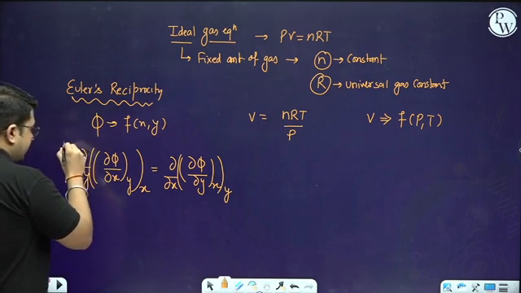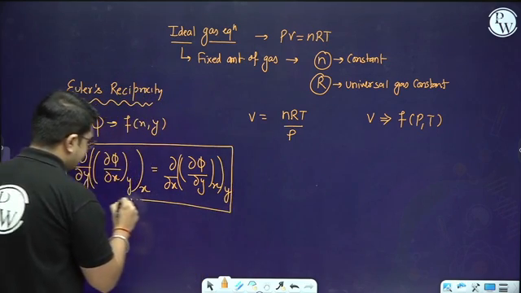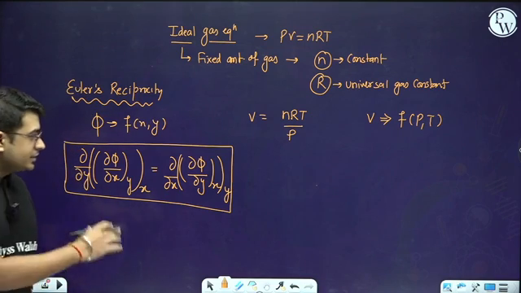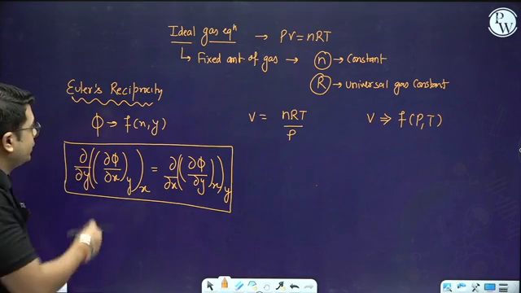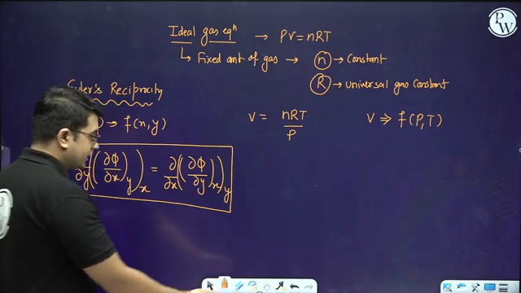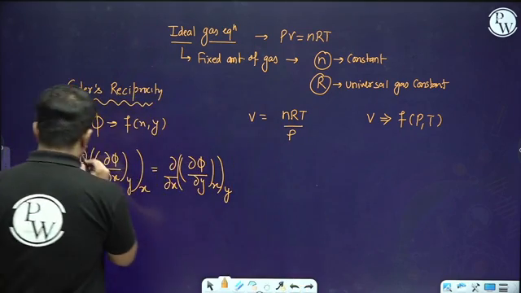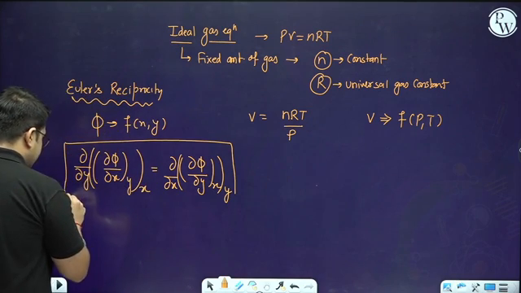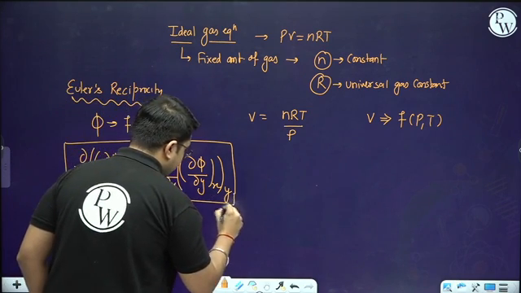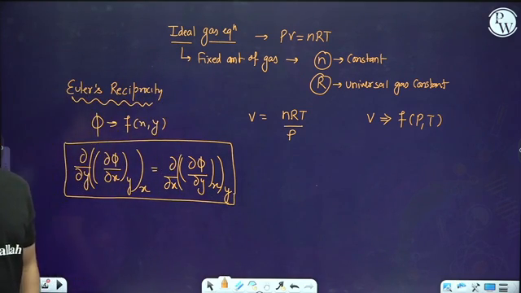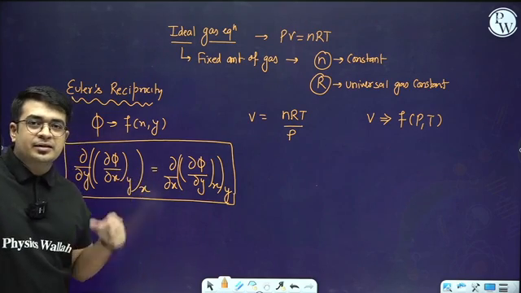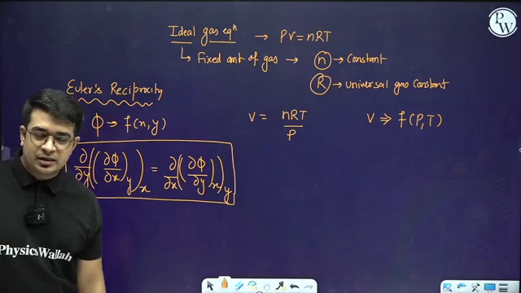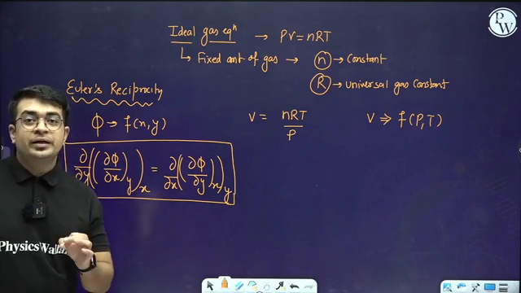If this comes out the same, that is, LHS equals RHS, then we can say that this reciprocity works, and definitely in that case we are talking about a state function. I hope this part is clear. You just have to apply this reciprocity, and then you will get to know if LHS is equal to RHS, and definitely that function is going to be a state function.